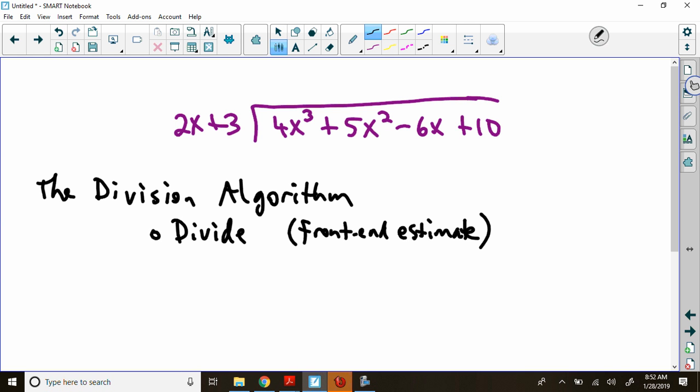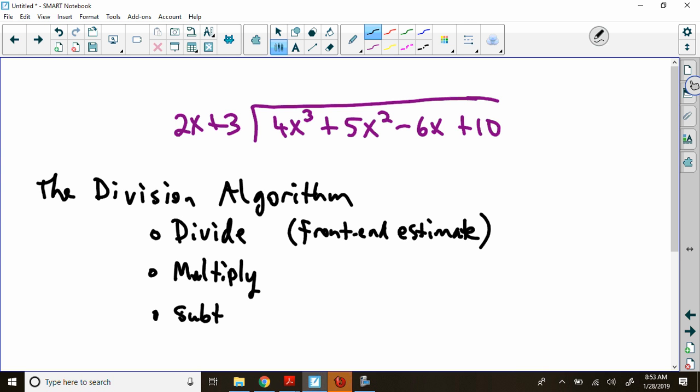When you have to divide something, the first thing you really want to do is just take a front-end estimate. You don't look at the whole picture, you're looking at some of it. After you divide, the next step in the division algorithm, believe it or not, is to multiply. It's kind of weird. You have to divide and then multiply. Really? Yeah, that's how it goes. You'll see.